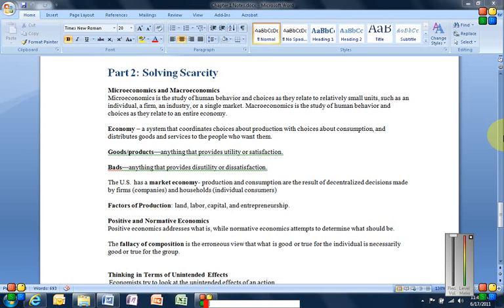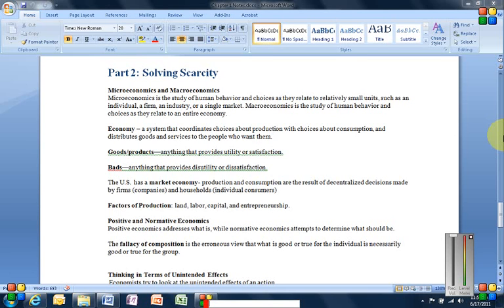Macroeconomics then is the study of human behavior and choices as they relate to an entire economy. Most of the time in this class we focus on the U.S. economy, but many times we look abroad. We look at other countries as they wrestle with the same kinds of issues of scarcity that we have. For that reason, it's important to understand what an economy is. An economy is a system that coordinates choices about production with choices about consumption and distributes goods and services to the people who want them, even though we can't meet people's unlimited wants.